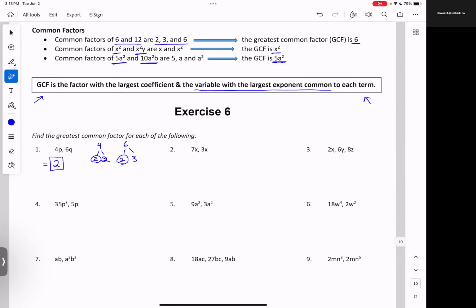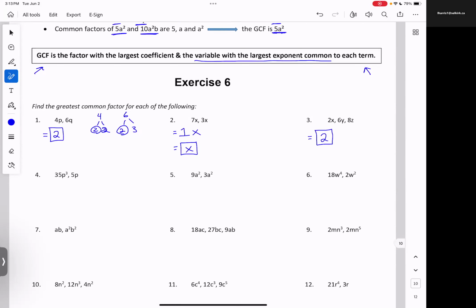On this next example, we have a 7 and a 3. Those are both prime numbers. There is nothing in common between those two other than a 1. So as far as the numbers go, we just have a 1. And then variable-wise, we have an x and an x. So our greatest common factor is 1x, or just simply x. In this next example, our greatest common factor of 2, 6, and 8 would be 2. And then we have an x, y, and z, which have nothing in common. So our greatest common factor here is 2.